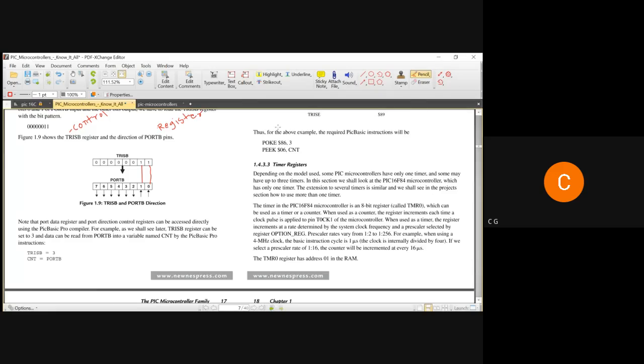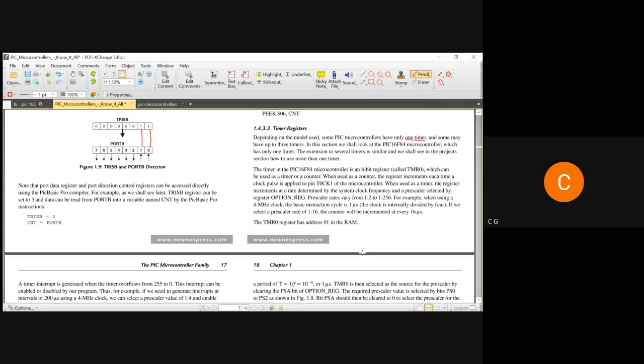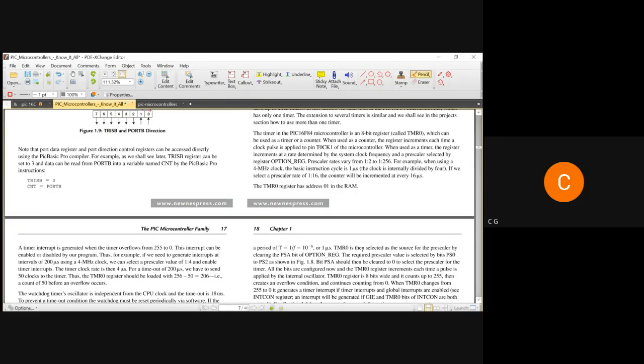This is what I am continuously telling, so that at least somewhere in your mind it will get stored. Some may have three timers, but in our case we want only one timer. The extension to several timers is similar, as we shall see in the project. There are some projects in this book, which they are discussing. I am just going for one chapter, the timer in the PIC. The rest is not required. You can only see how the option register is configured using the prescaler.